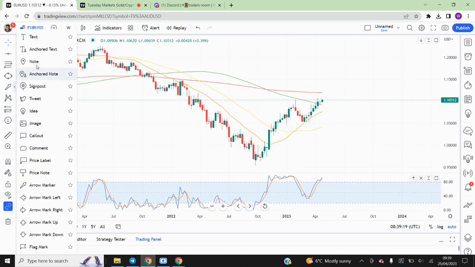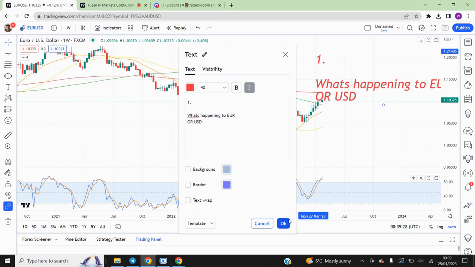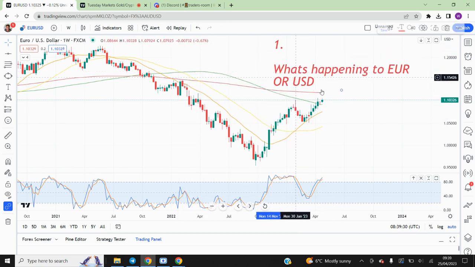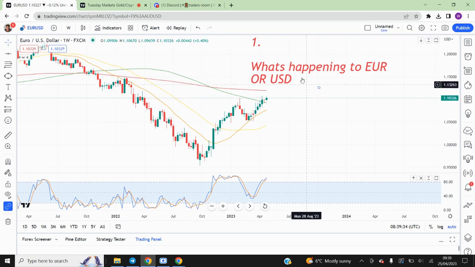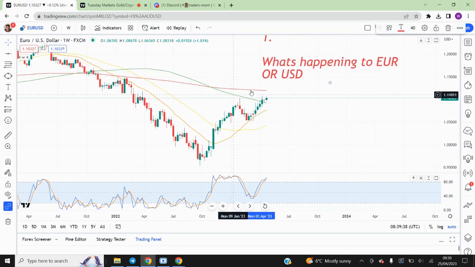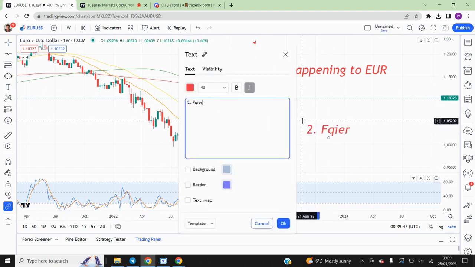Number one, what's happening to euro or USD? Okay, so if the news says the eurozone is this, that, and the other, or the dollar is this, that, and the other, you can surmise in your brain what you feel about it, whether it's negative for either, or you can use services like the ones I put inside the Academy. That's number one. And number two is fair price.